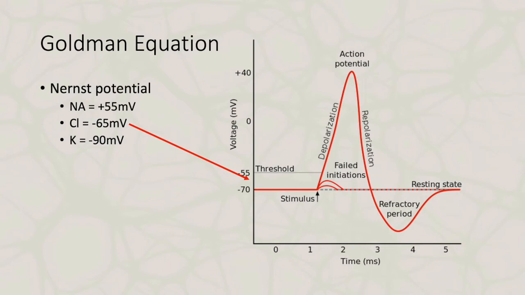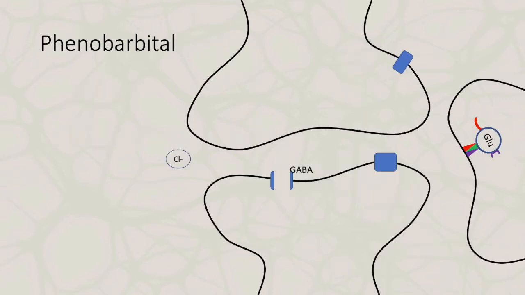So if you have more chloride channels open, there's going to be failed initiation of the action potential, meaning it's going to make it more difficult to reach threshold, and therefore the action potential will not occur if these chloride channels are open. The way that barbiturates work is by binding to GABA-A receptors to prolong the effects of GABA.